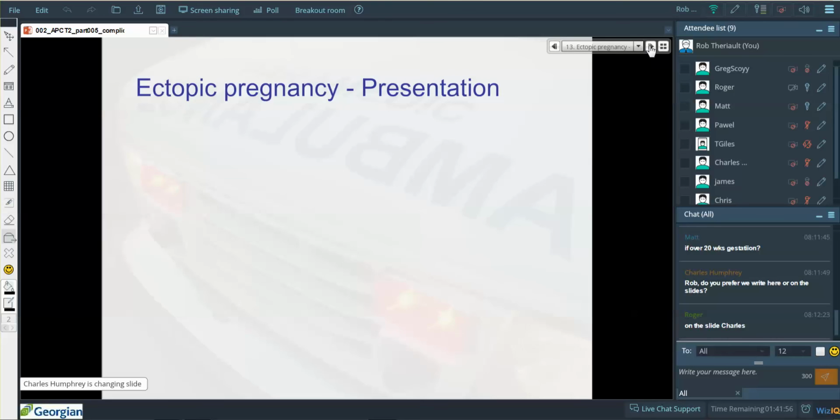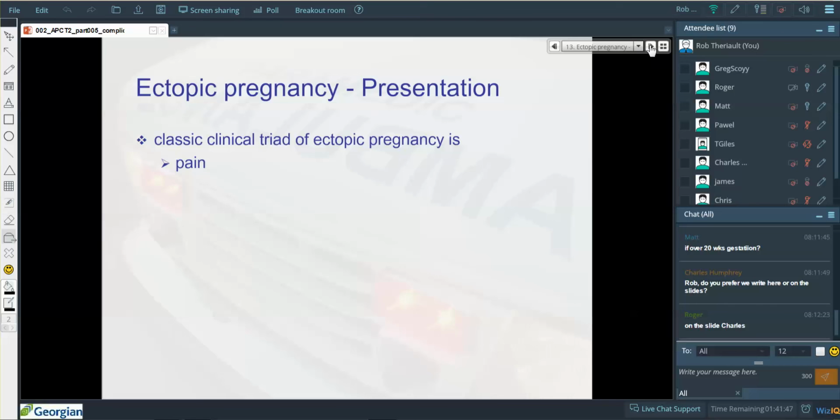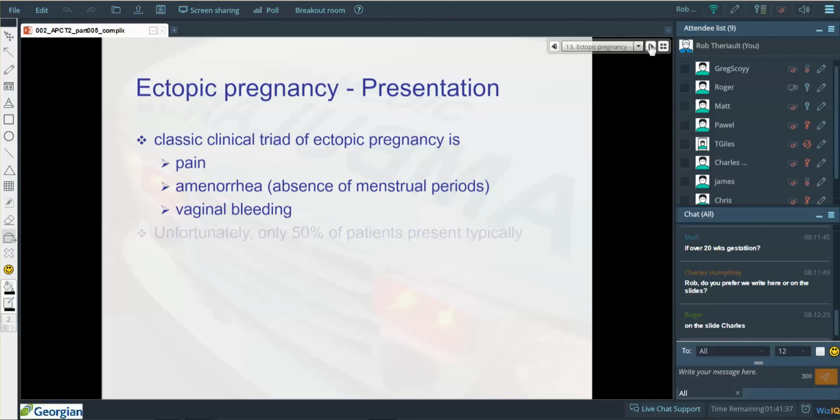So presentation, I think we talked about, there's a classic triad of presentation, including pain, amenorrhea, which is absence of menstrual periods, which is usually a sign they're pregnant, and vaginal bleeding. Although I've had 2 really serious ectopic pregnancies where there was no vaginal bleeding at all, and only about 50% present classically.